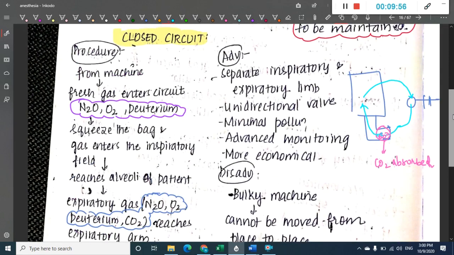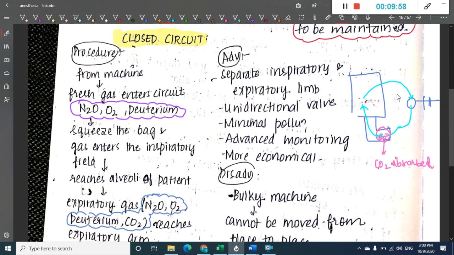So all the other gases are reused. So that is the procedure of this closed circuit. Now what are the advantages of this closed circuit? If you see the advantages, there is a separate inspiratory limb and a separate expiratory limb in this patient, and there is a unidirectional valve. This is important.